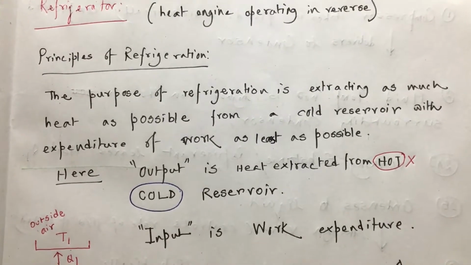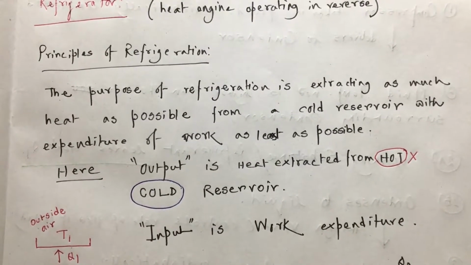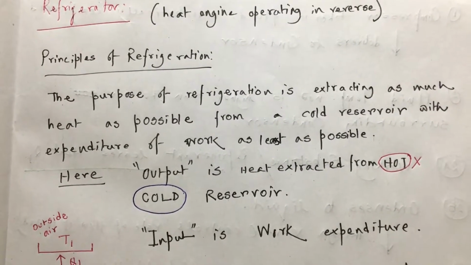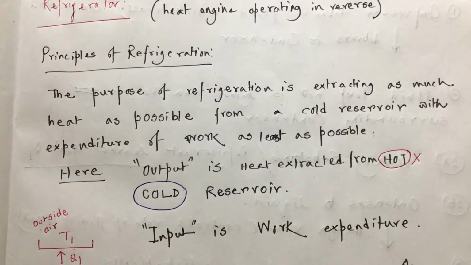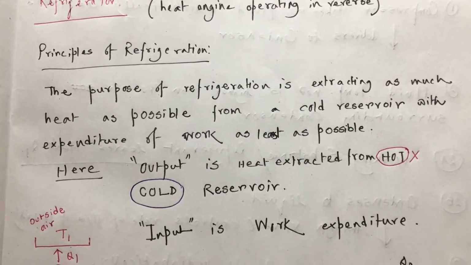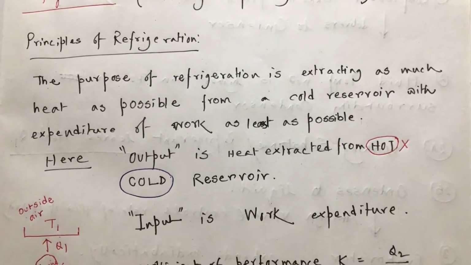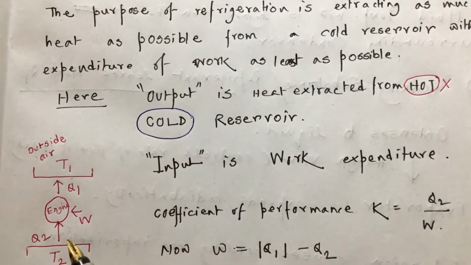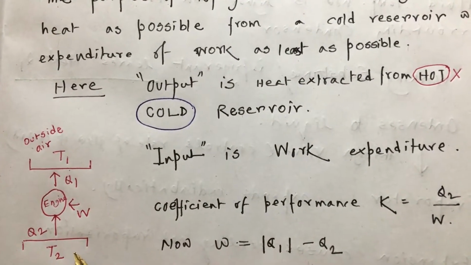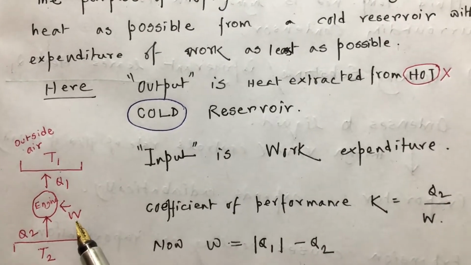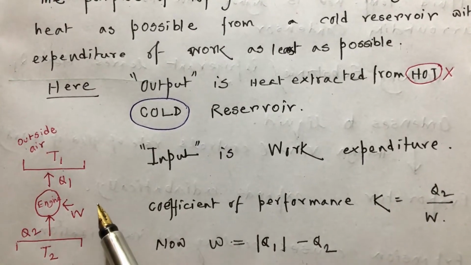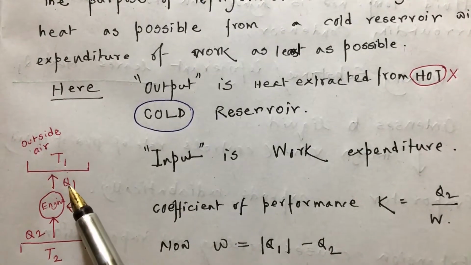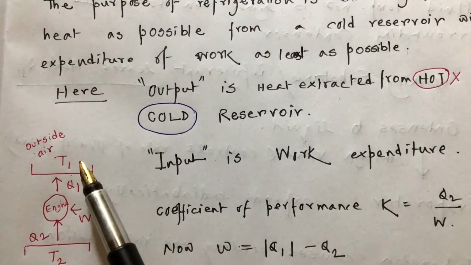Now heat engine generally absorbs heat from the hot reservoir, performs some work W and liberates Q2 amount of it to the cold reservoir. Principle of refrigeration is exactly opposite. It absorbs Q2 amount of it from the cold reservoir. W amount of work is given as input to the engine and it will liberate Q1 amount of it to the hot reservoir.